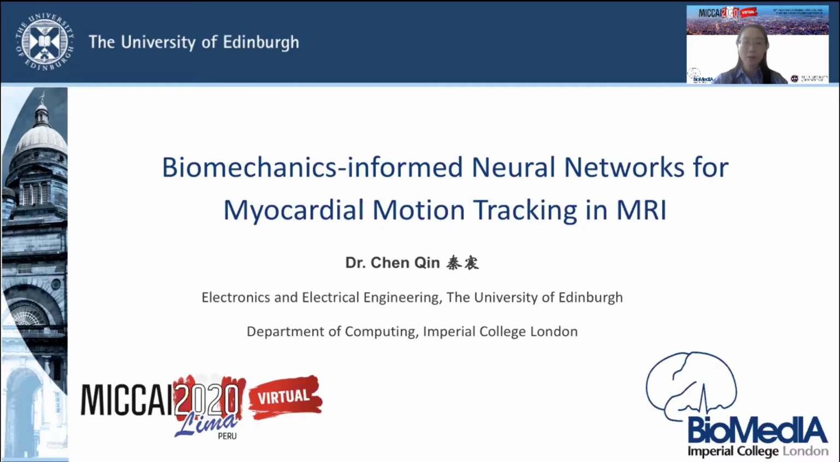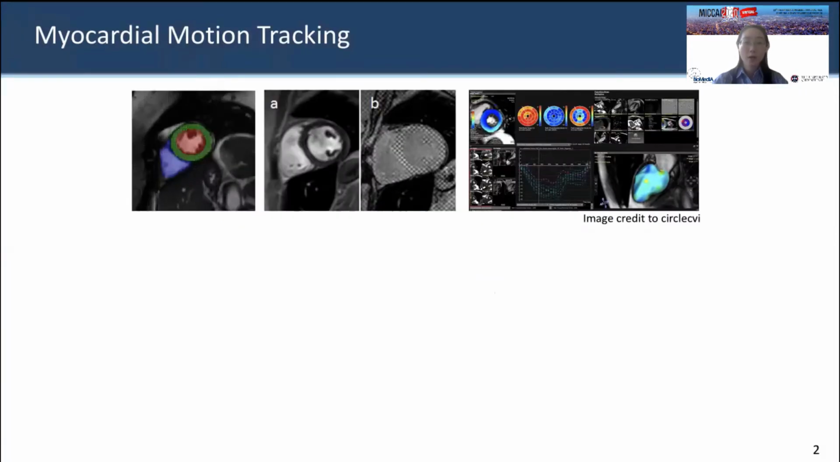I'm presenting my work on biomechanics-informed neural networks for myocardial motion tracking in MRI, which was done at Imperial College London. Myocardial motion tracking is one of the crucial steps for the dynamic exploration of the heart, which enables the accurate quantification of the regional function measures.